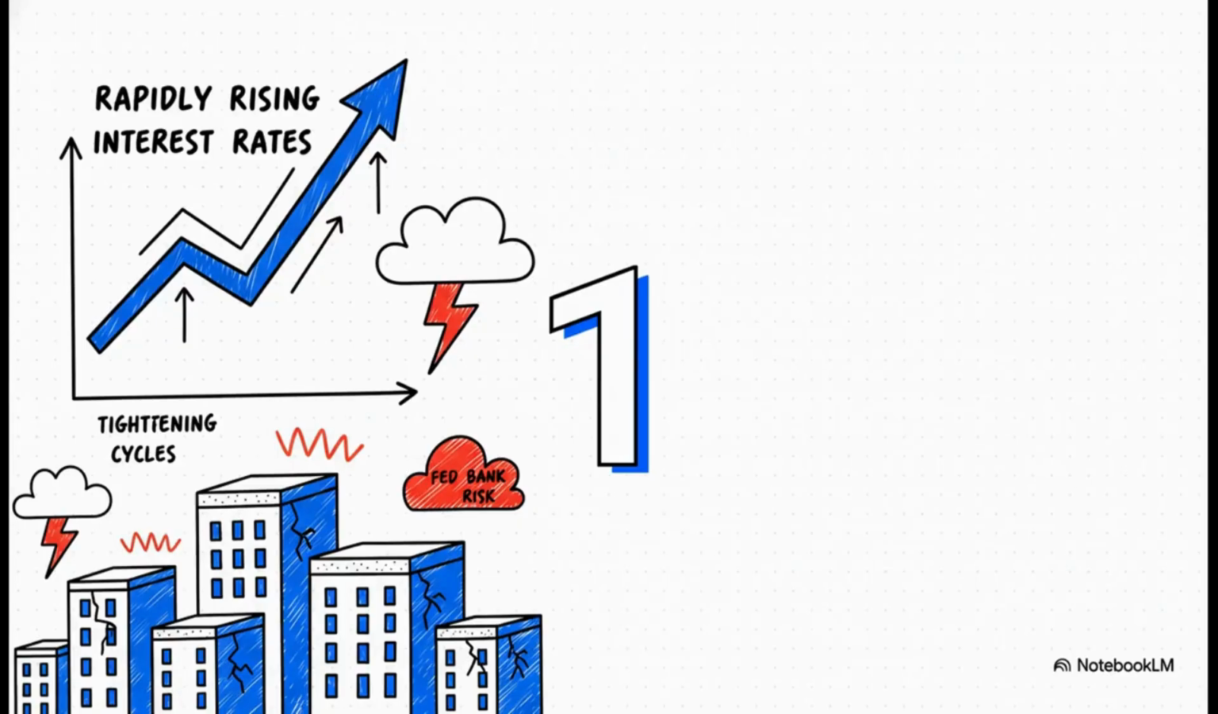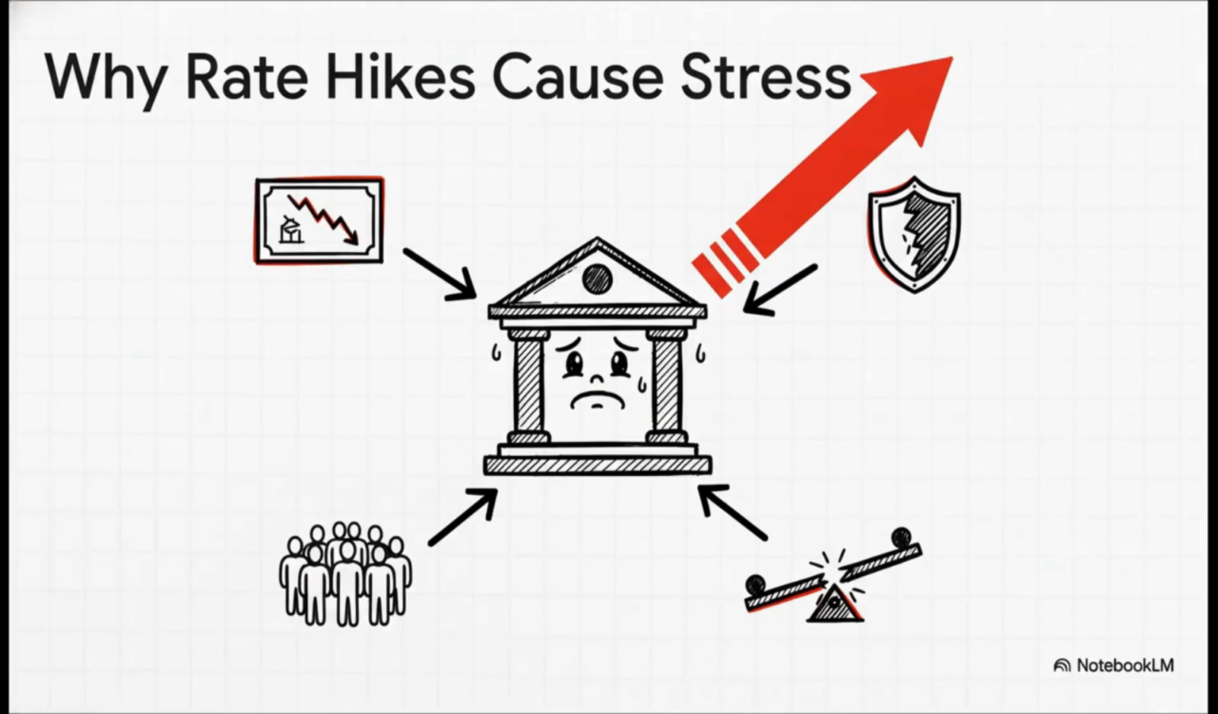Okay, now that we understand the Fed's tools, we can connect this all directly back to bank risk. So what is the single biggest risk factor for the banking system as a whole? It's not a recession. It's not even a wave of bad loans. It's the Fed's own policy, rapidly rising interest rates. History shows us time and time again that Fed tightening cycles are almost always the precursor to stress in the banking sector. And here's why.